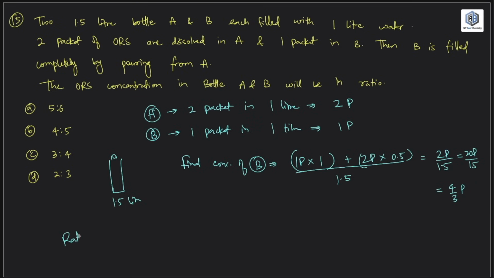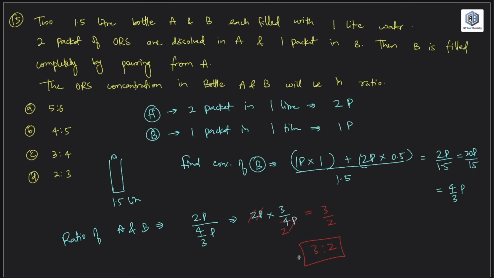Now when you are finding out the ratio of A and B, that will be A is 2p divided by B is 4 by 3p. You just have to solve this now. So this is going to become 2p multiplied by 3 by 4p. This p and p can be cancelled out. This 2 can cancel out 2 times. So this becomes 3 by 2, or 3:2.